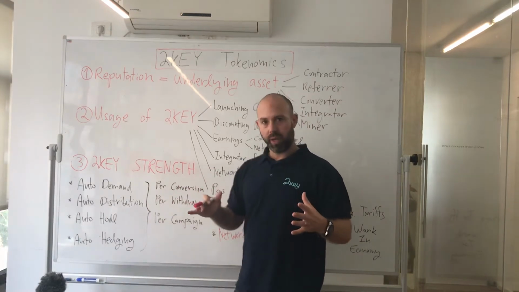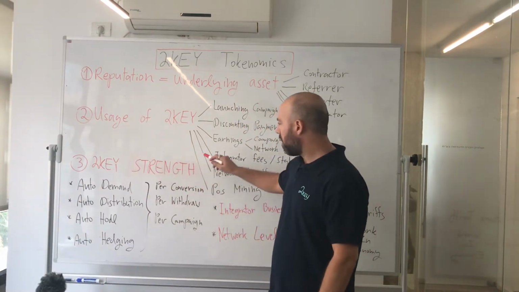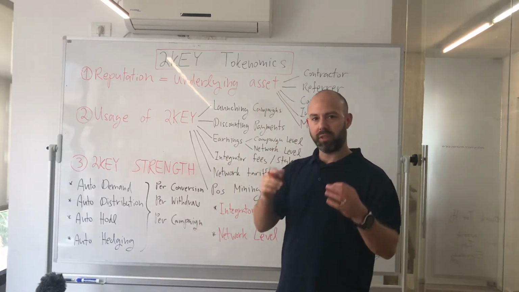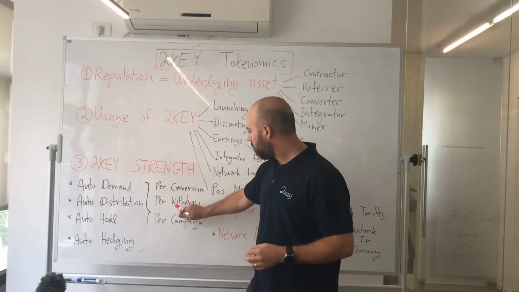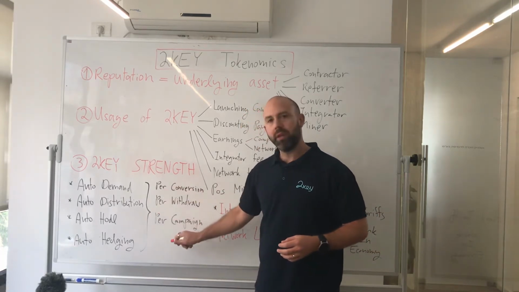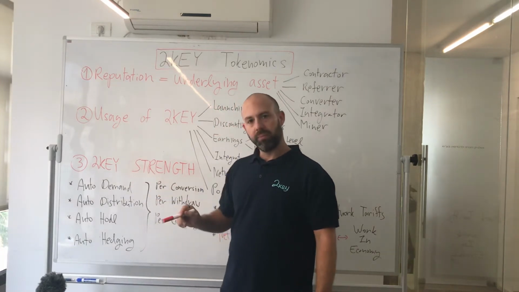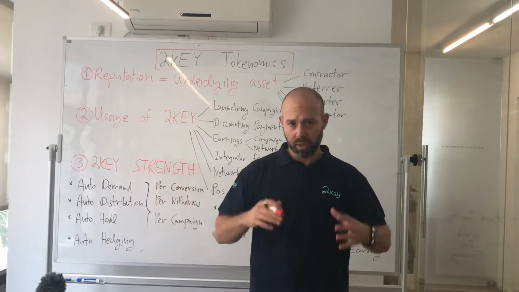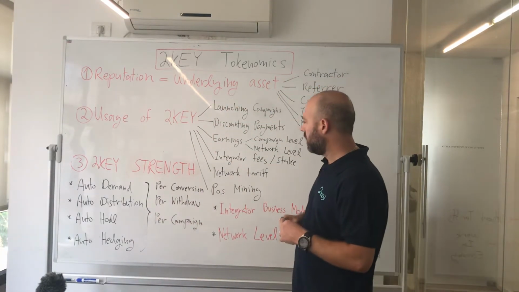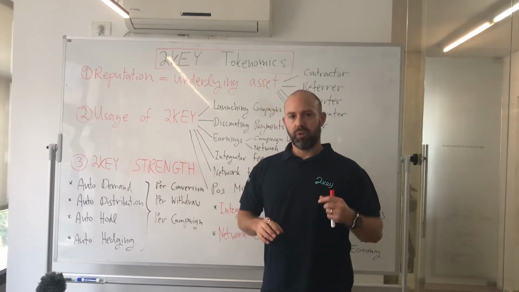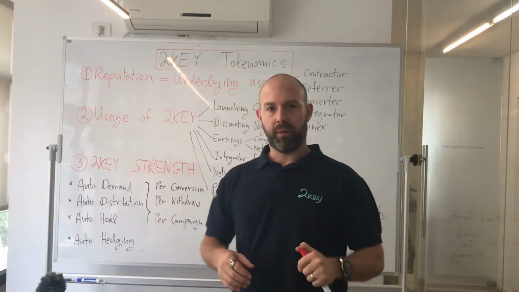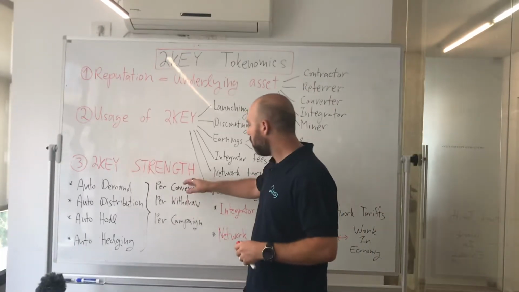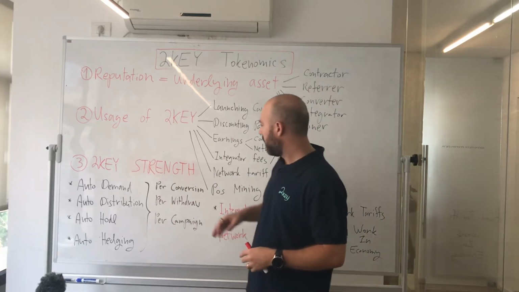But in short, the Tuki strength mostly relies on the fact that we've engineered the system so that per conversion, per withdrawal, and per campaign on the network, we generate auto demand, auto distribution, auto hodl, and auto hedging. For example, each time there's a monetary conversion on the network, somebody donates to some campaign, somebody purchases some service or product on the network, or whenever there's a pre-budgeted campaign, the same thing happens.